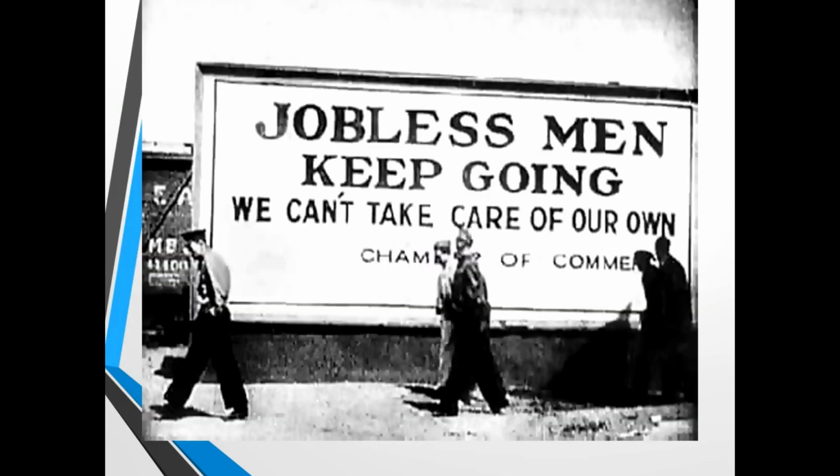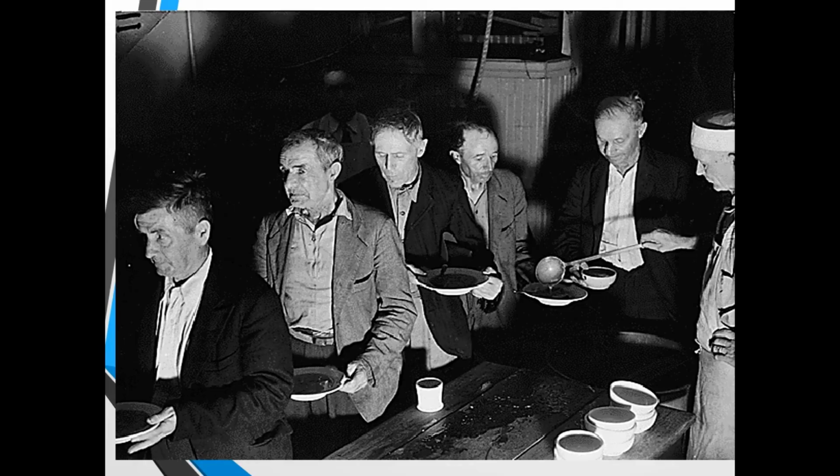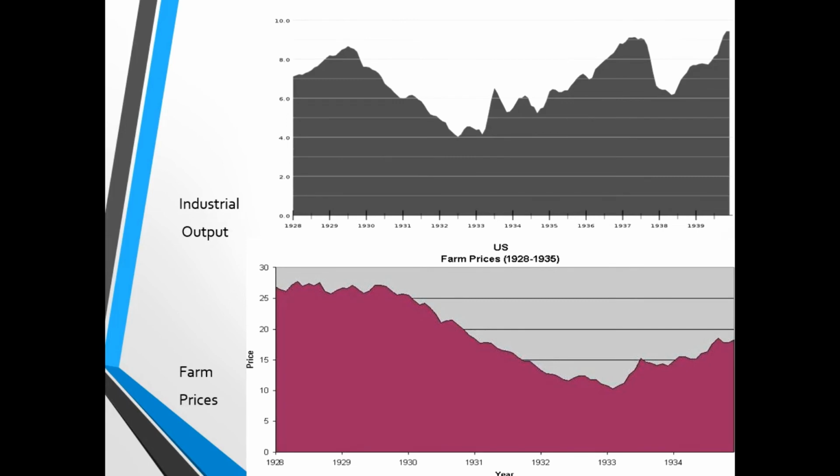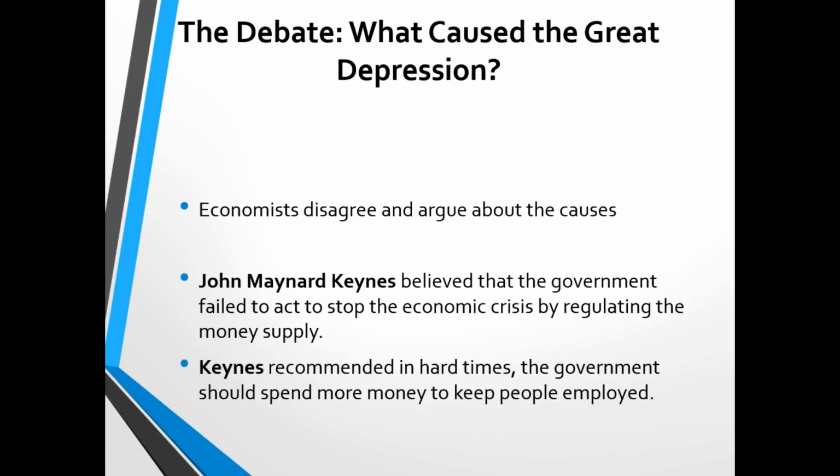Jobless men keep going, we can't take care of our own. So these are some of the pictures: industrial output, farm prices. The debate, what caused this? Economists disagree and argue about the causes. John Maynard Keynes, the Keynesian theory, believed that the government failed to act to stop the economic crisis by regulating the money supply. Keynes recommended that in hard times the government should spend more to keep the people employed, but where should they get the money?